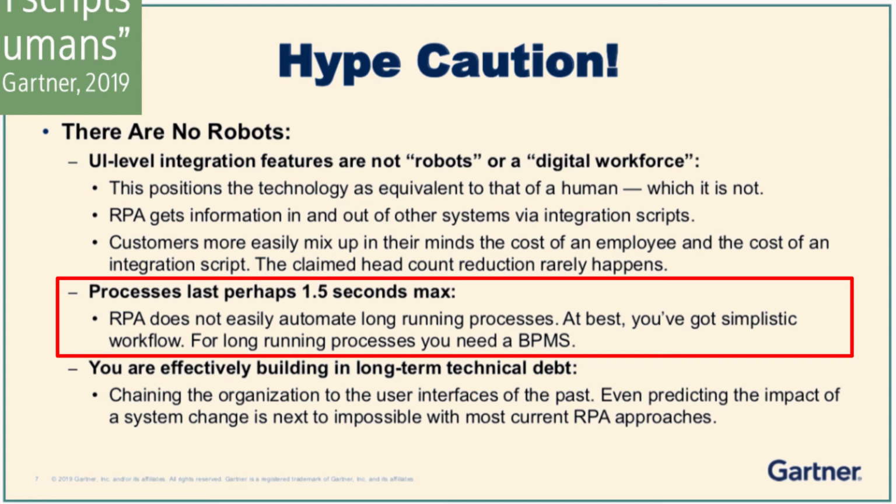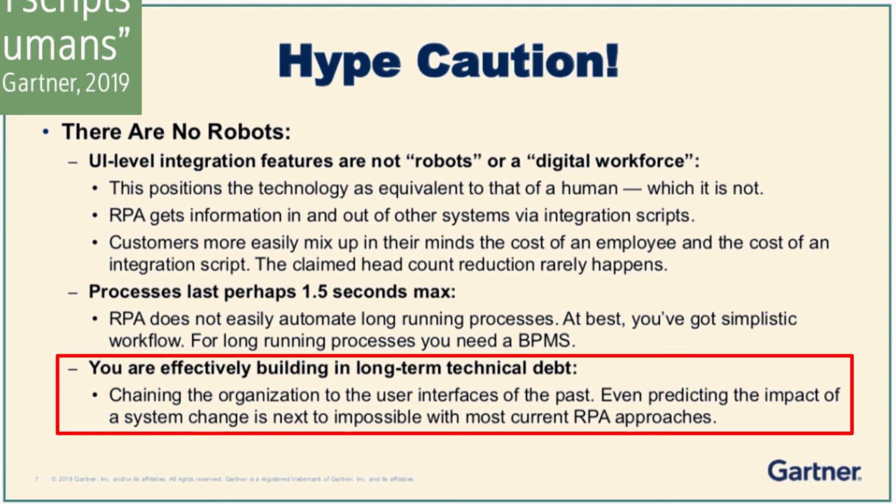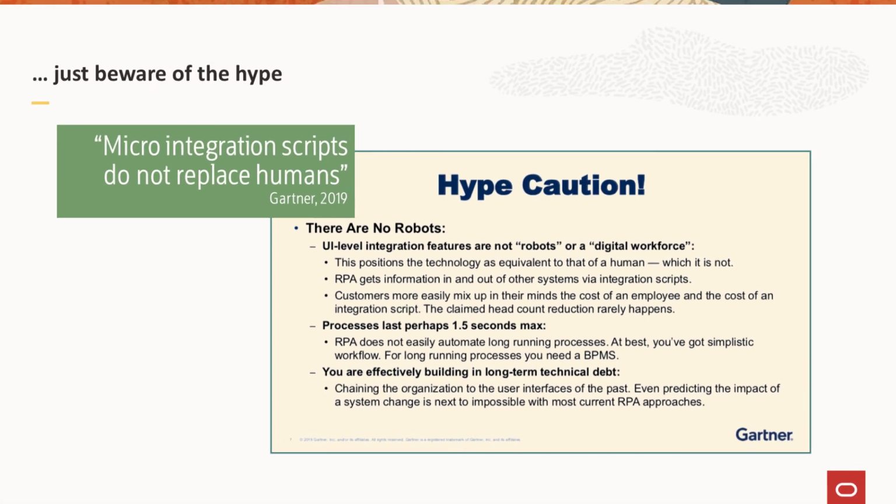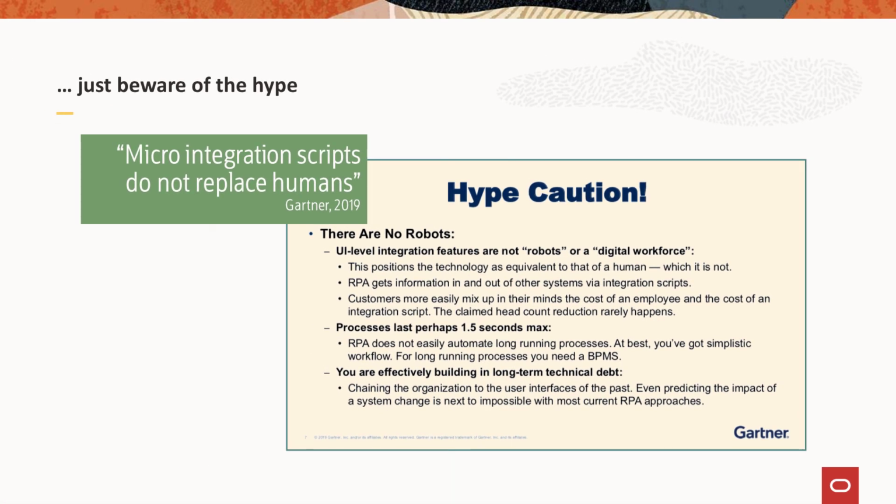Processes typically also are short running in nature. Potentially some of the RPA processes are 1.5 seconds max. It doesn't easily automate long running processes. For long running processes, you would still look at BPMS and overall process automation, of which RPA is a part. And the other thing to think about is that you are effectively building long-term technical debt. As part of your RPA process, you are training against different user interfaces that are available within the enterprise, and predicting the impact of changes to these is something you will need to plan for as well. Again, these are some of the cautions that come from Gartner as you look at RPA processes.